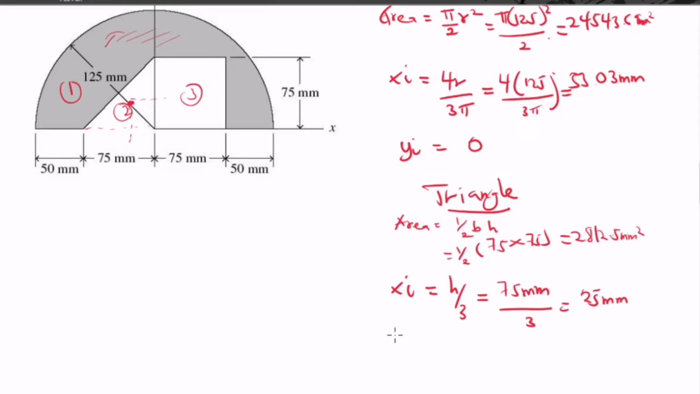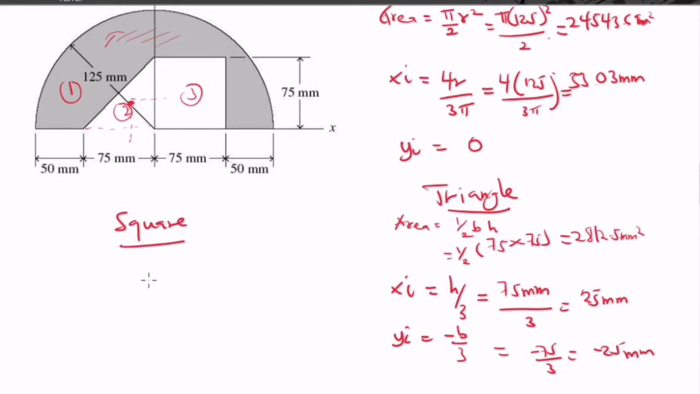For the y, since this is the reference point and moving here is the negative side, you're going to have negative b over 3. With negative b over 3, we're going to get negative 75 over 3, which will give you negative 25 millimeters. Then we move on to the last, shape 3, which is a square.